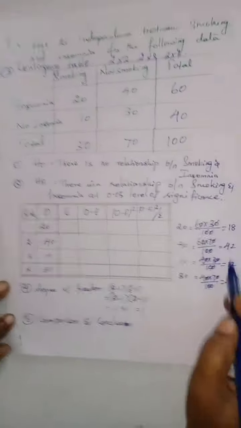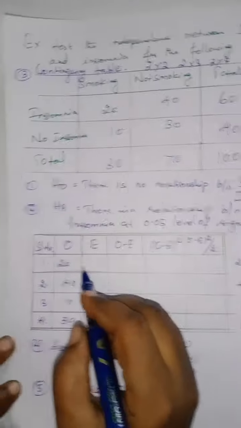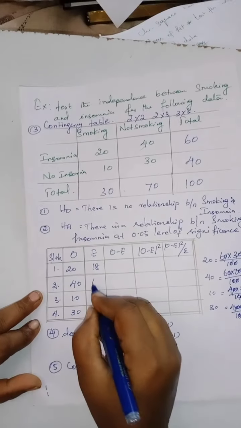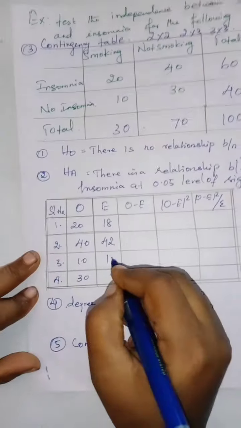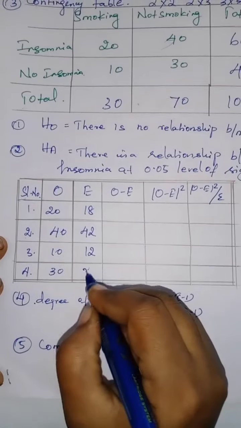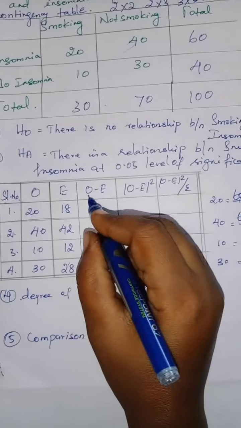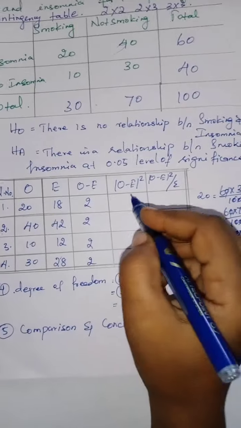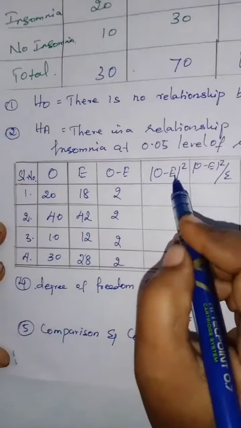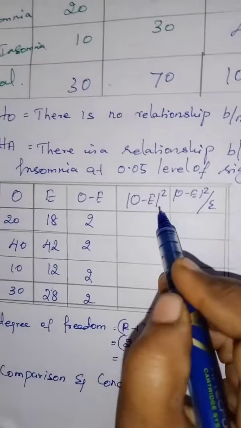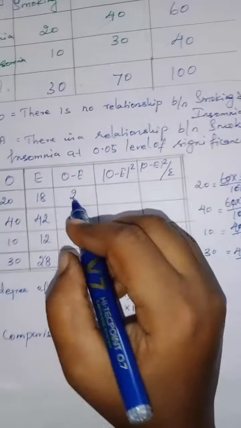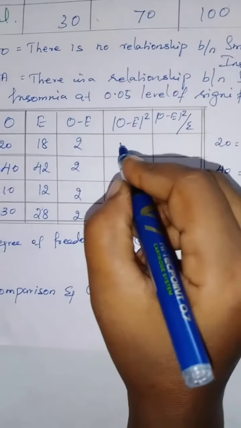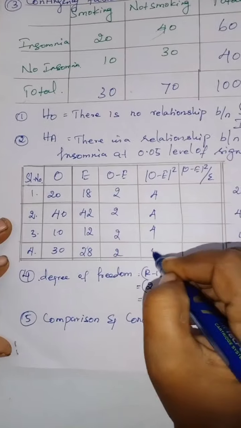Now we have to arrange these values in the table. For 20, the expected value we have got is 18. For 40, we have got 42. For 10, we have got 12. For 30, we have got 28. Now let us see the difference between observed value and expected value. It is the same for all the values. Now let us take the square of that. Irrespective of the sign, plus or minus is not a problem. So here it is 4, 4, 4, 4.